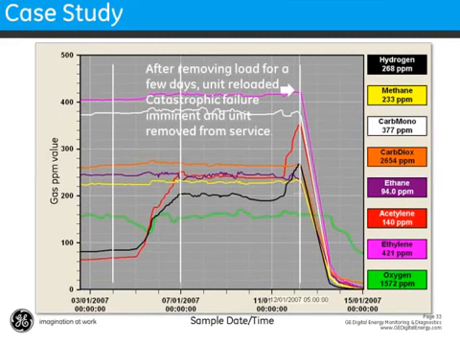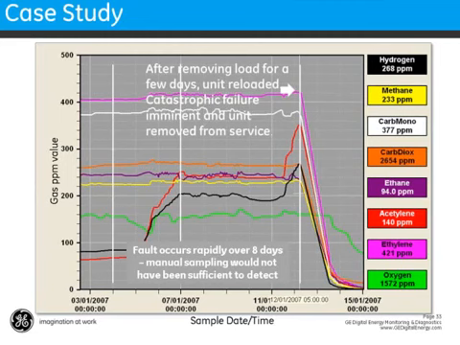So the transformer was taken off load for a number of days, and then it was put back on load, and the gases rose again dramatically. Catastrophic failure of the unit was imminent, and this transformer was taken offline. From start to finish, this whole process happened over the course of 8 days. Traditionally, offline dissolved gas analysis would be performed once a year, and the likelihood of catching this failure with offline analysis would be very, very small.